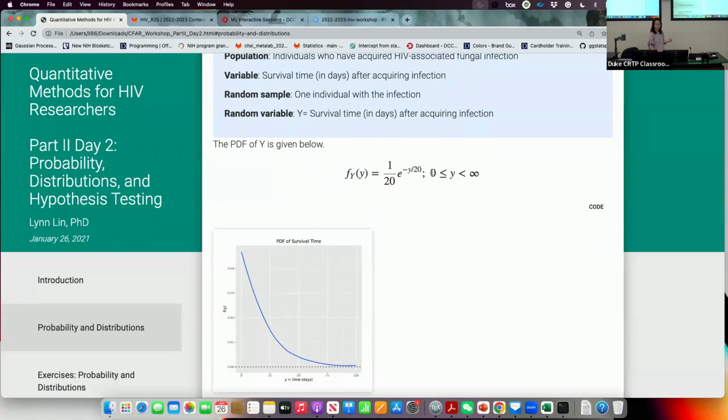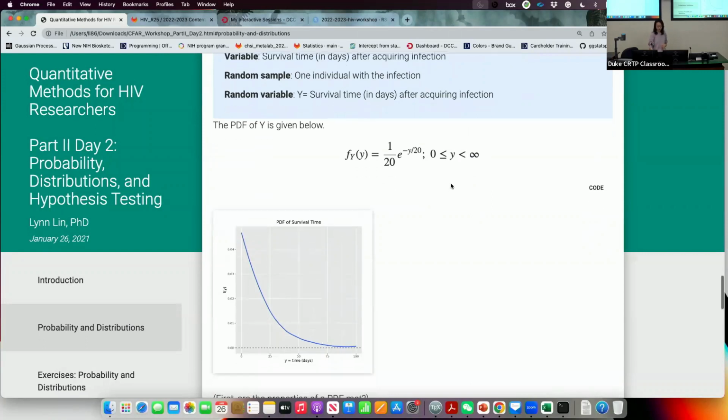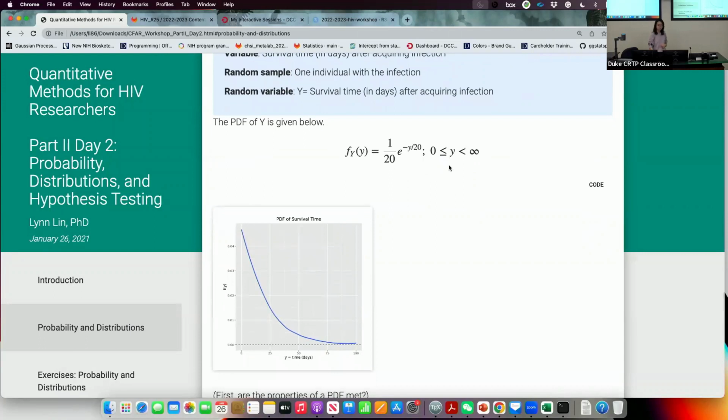Using a function, of course, you have to specify the range that this y value can take. Because this is survival, the survival time cannot be negative. So y has to be above 0, and y is going to be smaller than infinity. The survival time, in practice, can be any number of days, which is greater than or equal to 0.